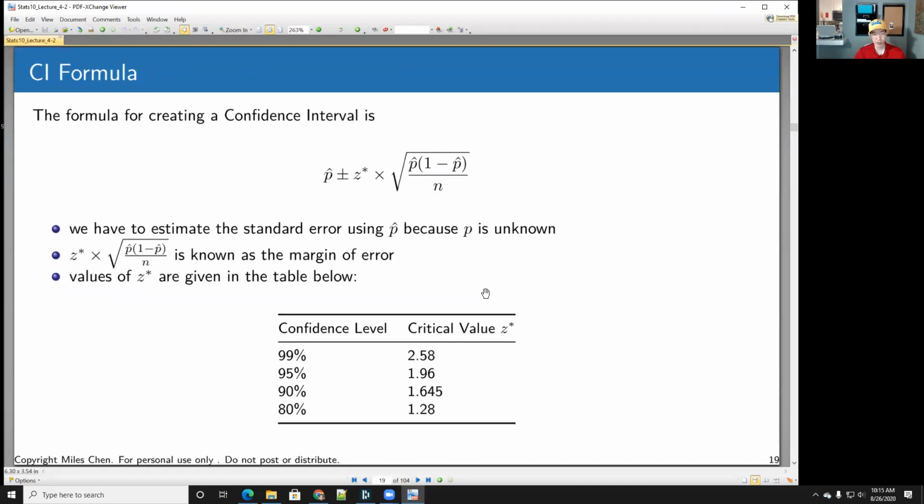And I gave you this formula: p hat plus or minus the critical value z star multiplied by the standard error forms our confidence interval. The part that we add and subtract is also known as the margin of error, and our confidence level determines the z star that we use. If you want to be more confident, you've got to make a wider interval and use a larger z star. If you are willing to trade away confidence, you can make a smaller interval using a smaller z star, like 1.28 for an 80% confidence level.